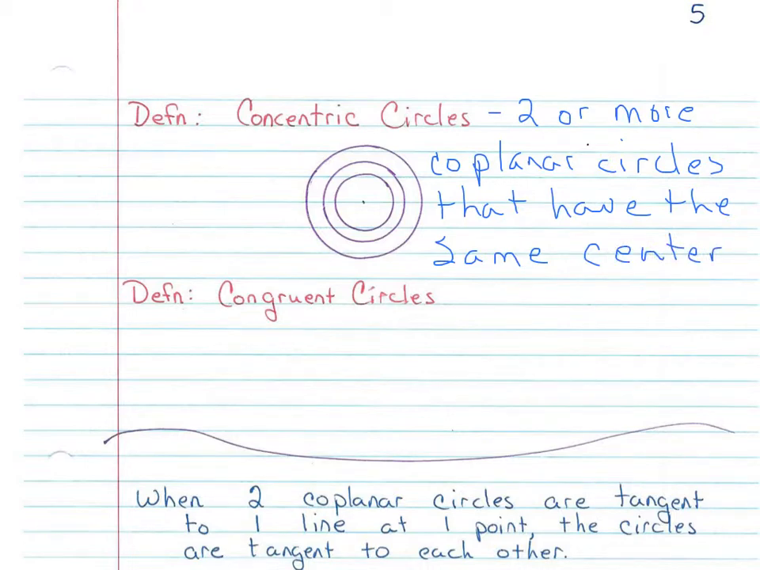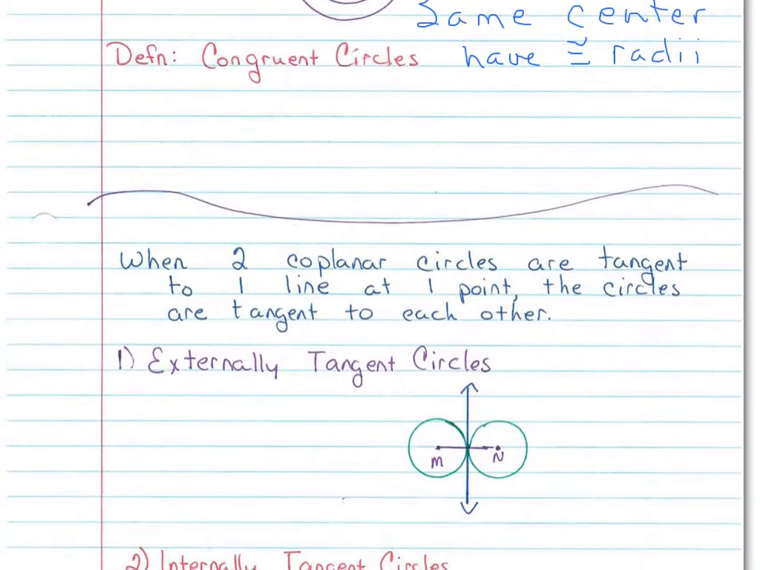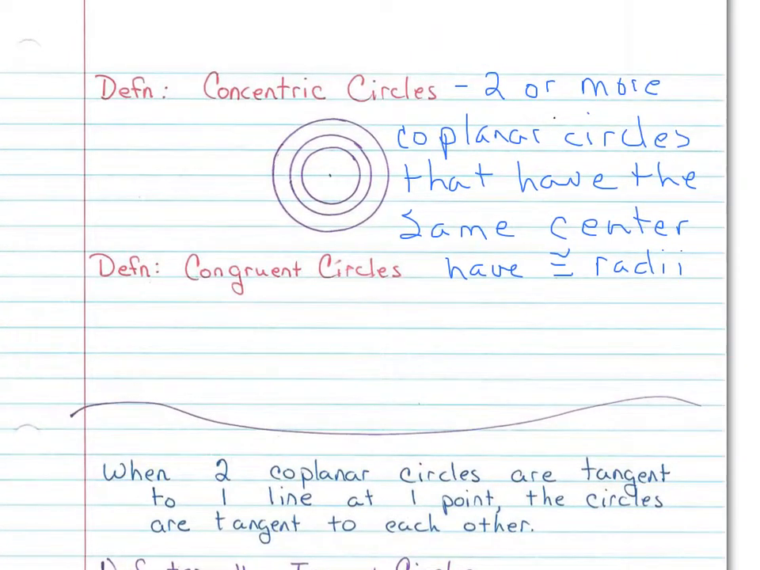And if we're going to come up with a definition for congruent circles, we could say that congruent circles have congruent radii. If two circles are congruent, that means that the measure of each radius is the same. Congruent circles have congruent radii. So if you're told that two circles have the same radius measure, you know those are congruent circles.